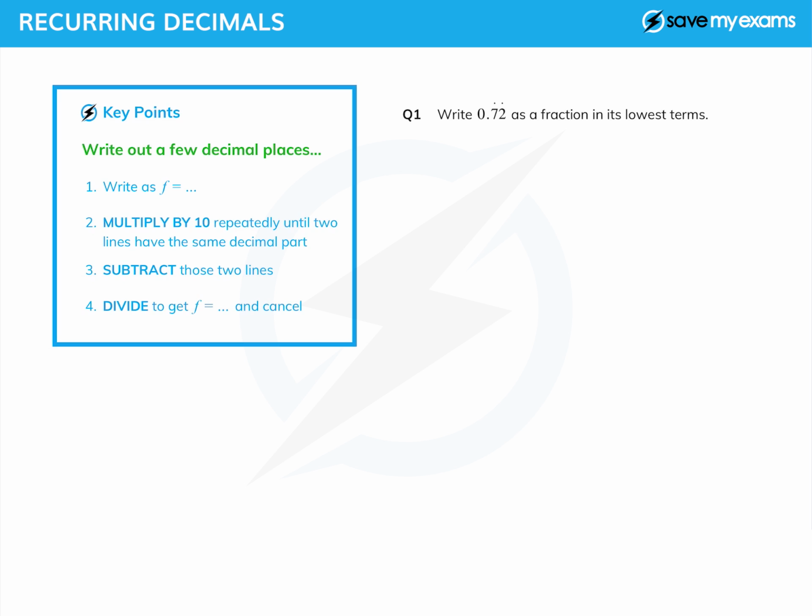Right, so the first thing I'm going to do is call this f equals, and write out a few decimal places. So 0.72, 72, 72, etc. Now, I've said I'm going to multiply by 10, so here we go. 10f is, well, I move the decimal point and I get 7.2727, etc. Okay, so the decimal parts here are not the same. They would only be the same after one step if it was just a very simple 0.4 recurring or something.